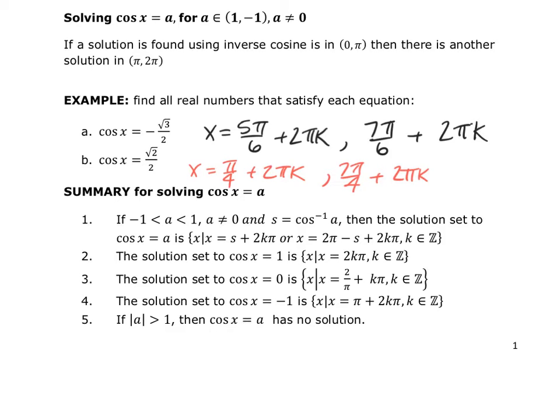If the solution set is equal to 1, then it's just multiples of pi, actually multiples of 2 pi. If it's equal to negative 1, it's odd multiples of pi, so pi, 3 pi, 5 pi, 7 pi. If it's equal to 0, it is pi over 2, and then multiples of that, that should be pi over 2, not 2 over pi, pi over 2. Plus multiples, so pi over 2, 3 pi over 2, 5 pi over 2, 7 pi over 2, negative 13 pi over 2.